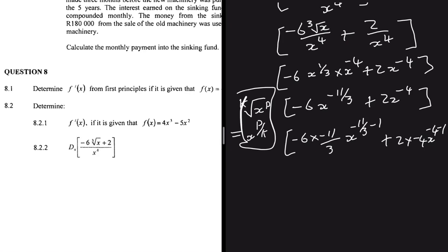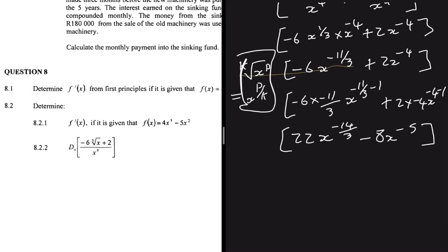So what is minus 6 multiplied by minus 11 divided by 3? That is giving me 22, and then x. And then what is minus 11 divided by 3 minus 1? That is going to be minus 14 divided by 3, and then minus 8x to the power minus 5. So now we have differentiated. Now we just have to take it back to the form that we found it in. So if you do that, you're going to get 22 divided by x to the power 14 divided by 3. When we go on top, we put a minus. When you come to the bottom, we put a minus again. So because we already have a minus, it will cancel out. And then we have minus 8 divided by x to the power of 5.